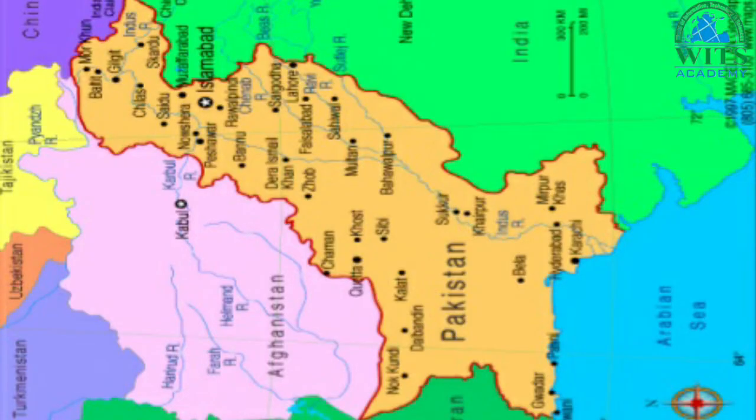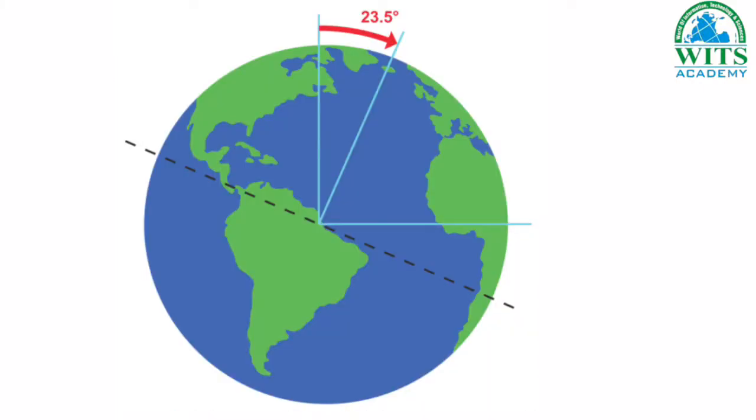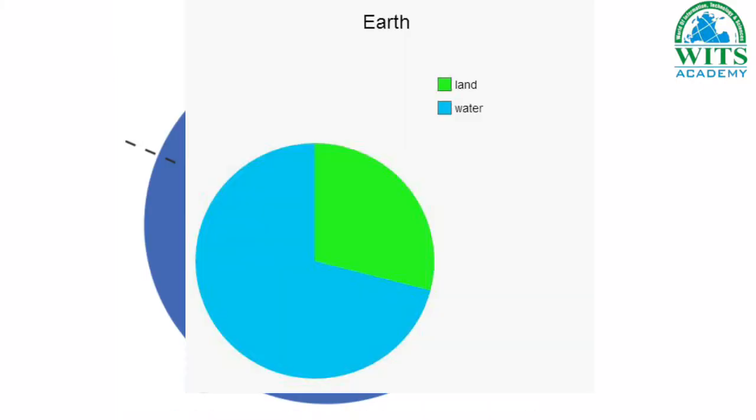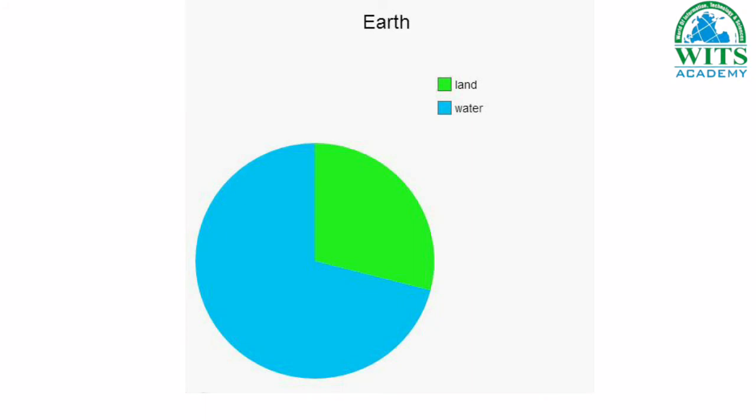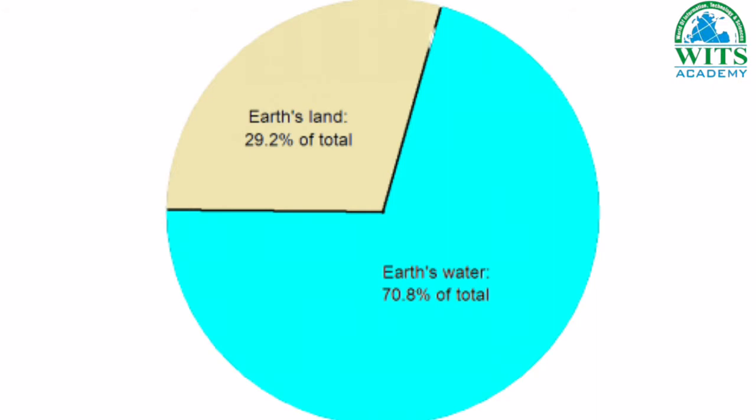Students, we will learn about the physical features of Pakistan in this lesson. If we talk about the earth, it is divided into two parts, water and dry land. You know very well that three-fourths of the earth is covered with water and one-fourth of the earth is covered with land. Students, our earth is covered by 70% water and 29% dry land.